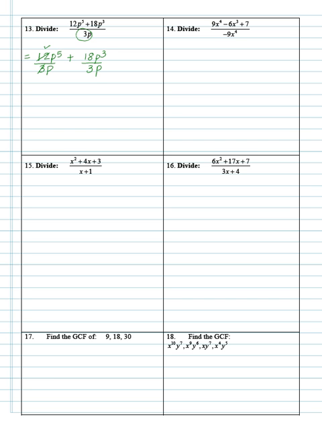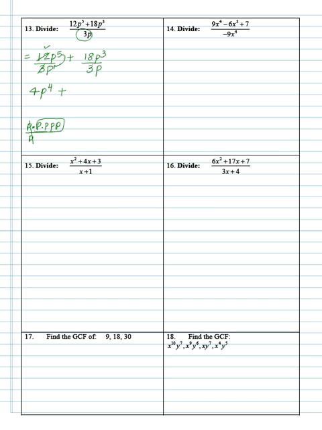3 goes into 12 4 times, right? p^5 over p. So when you divide, you subtract the powers. 5 minus 1 is p^4. So it's like this. You have 5 p's on the top, 1, 2, 3, 4, 5, and you have 1 p in the bottom. When you strike them off, you're left with 4 p's, and that is what this is.